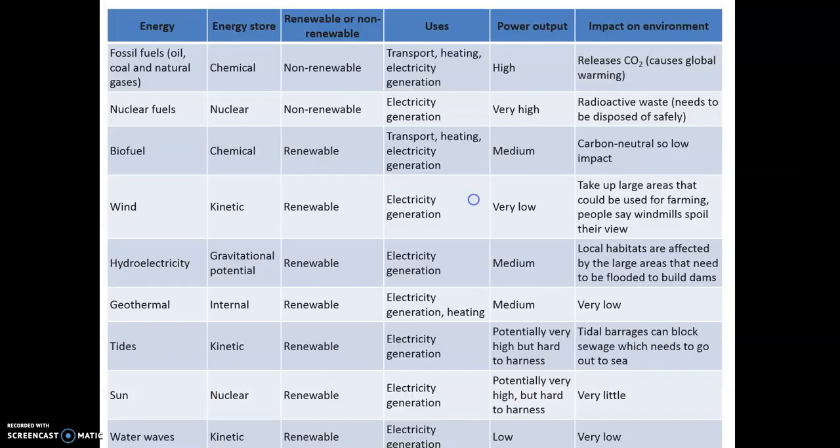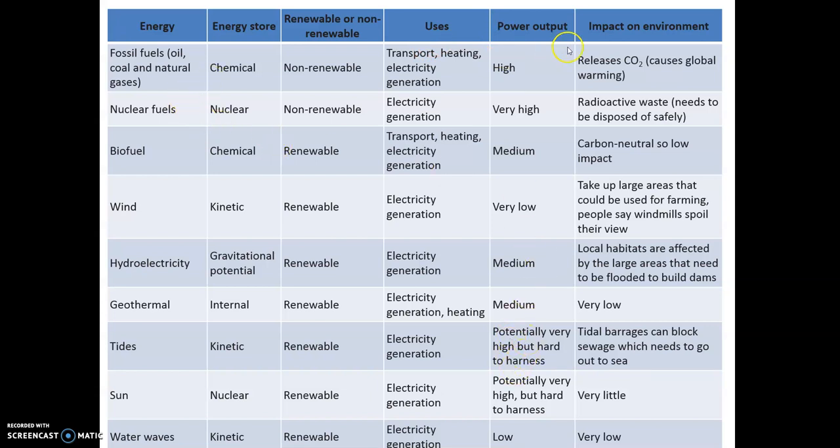Okay, now I've got all that information in this table, where we've got the energy resources, names, and notice how I've linked the fossil fuels together, oil, coal and gas. Okay, because the information about those is the same. We've got the type of energy store. So in wind, the energy is stored in the kinetic energy of the particles that are moving in the wind. We've got whether it's renewable or non-renewable. We've got the uses, so whether it's just used for electricity generation or used for heating or used in transport. We've also got the type of power output.